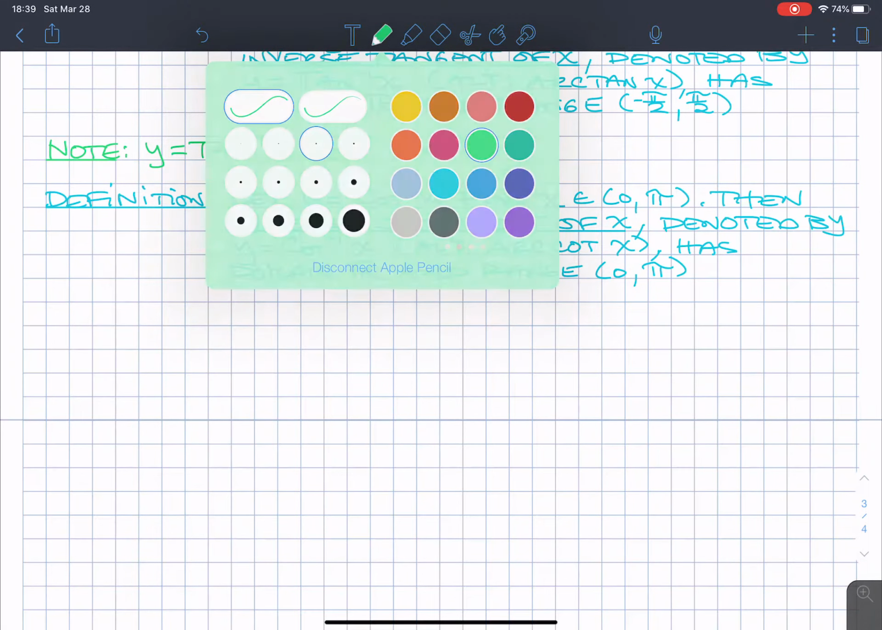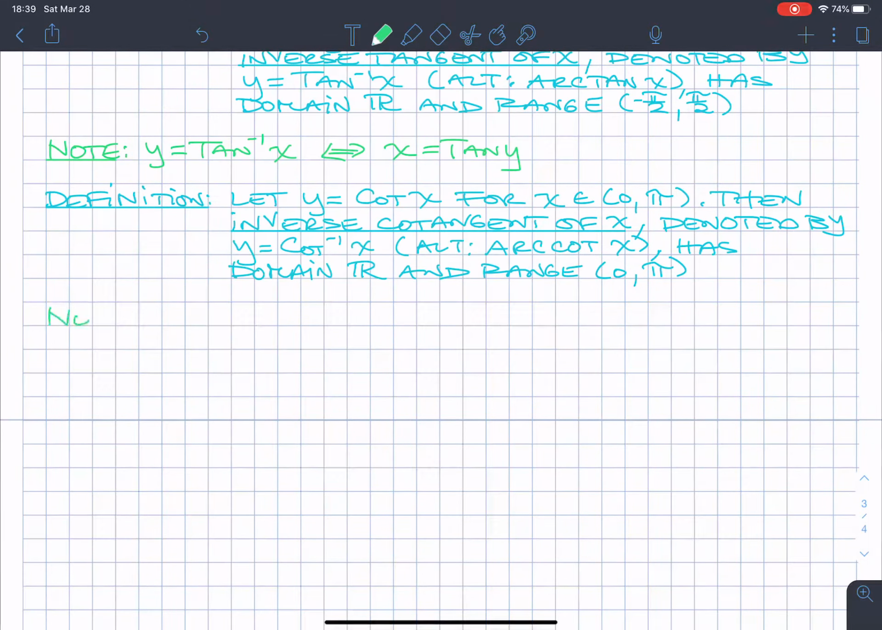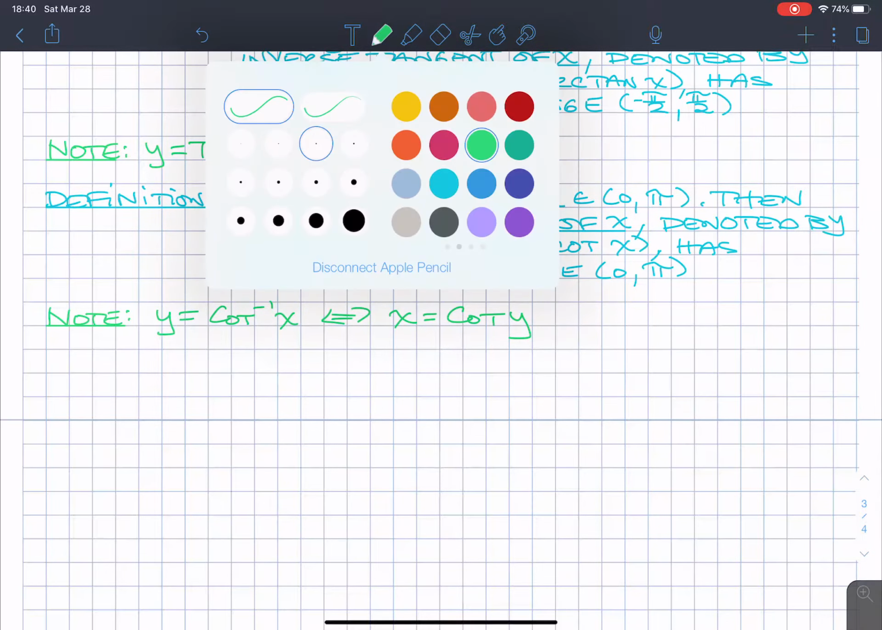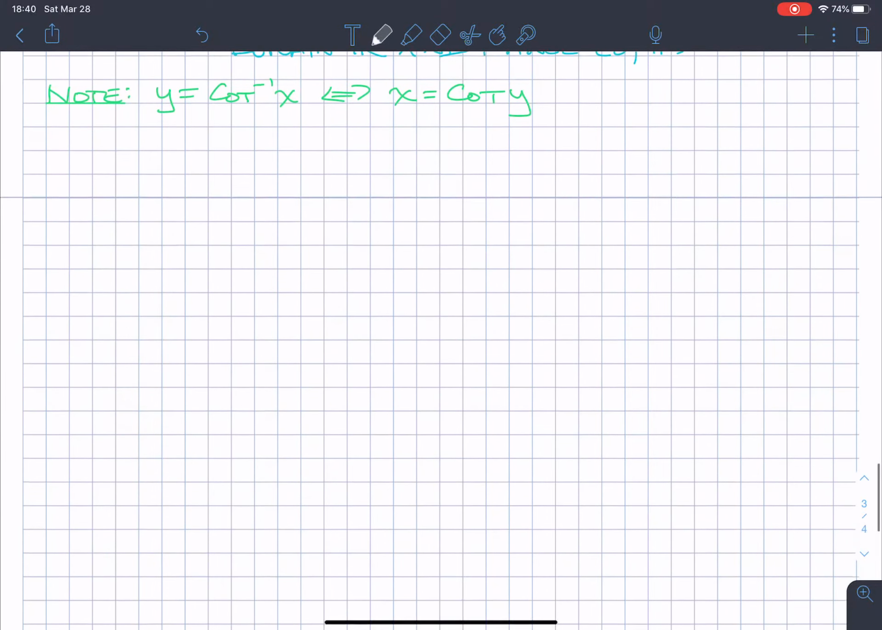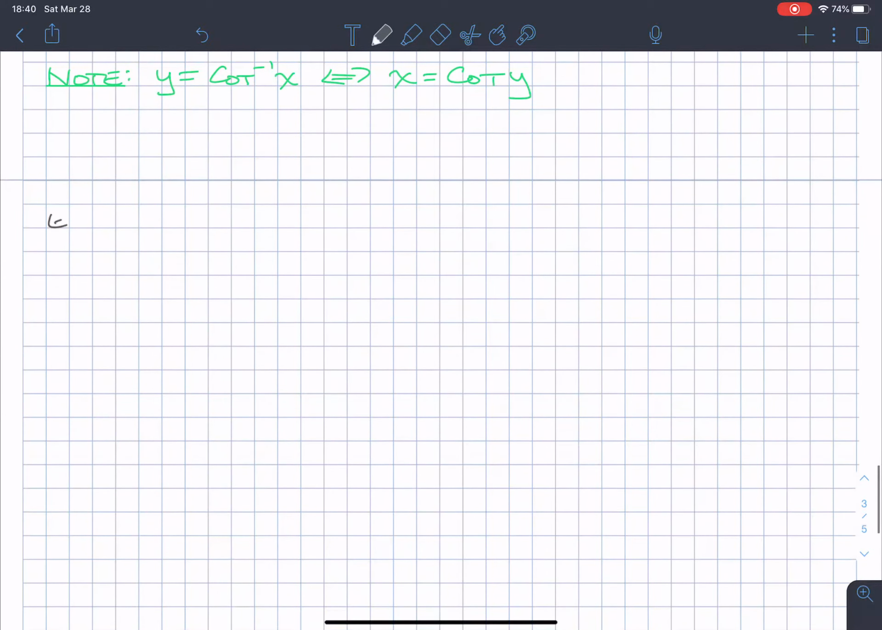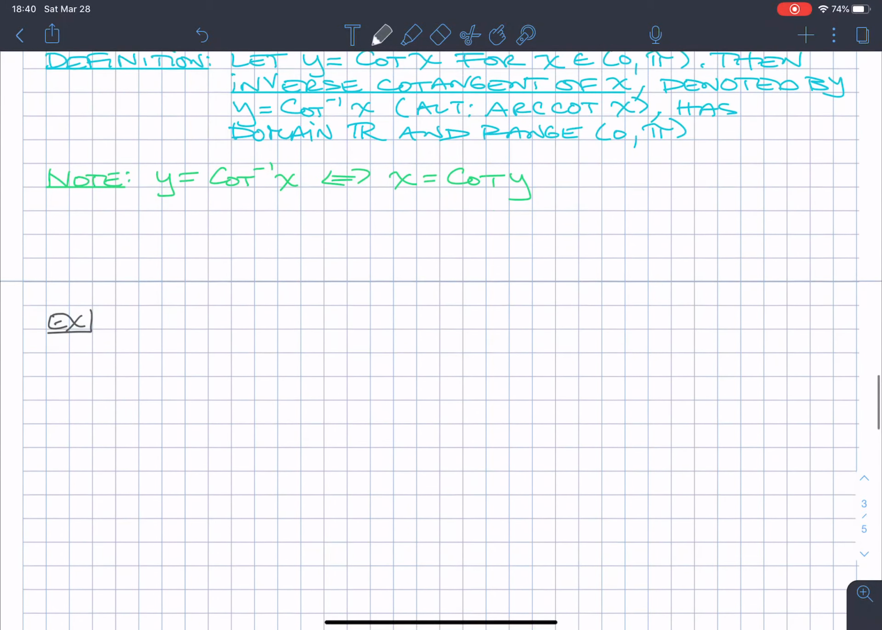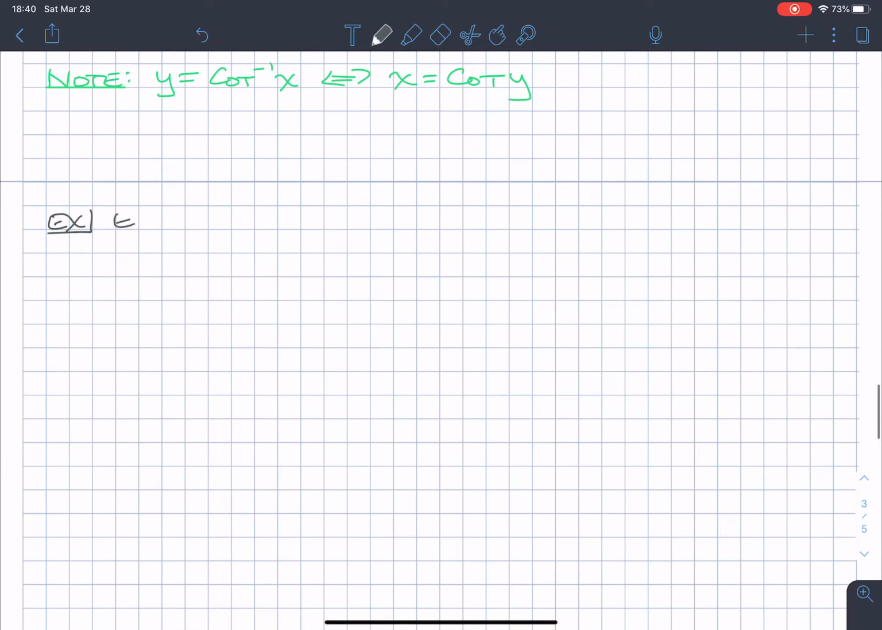We also want to note that if y is cotangent inverse of x, then this is equivalent to x being equal to regular cotangent of y. Okay, so let's go ahead and do some problems. So for example, evaluate the following.